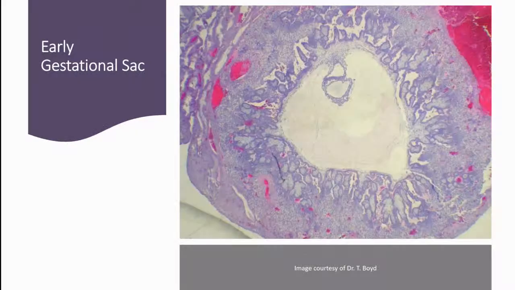So here's an example of early gestational sac. This is a beautiful picture from my colleague, Theonie Boyd, where you can see the whole thing, the trophoblastic shell around the outside edge, the stalk with the amniotic sac and the yolk sac, and the embryonic disc in between. This is the whole thing. It's easily recognized when you have the embryo, but that's actually quite uncommon.